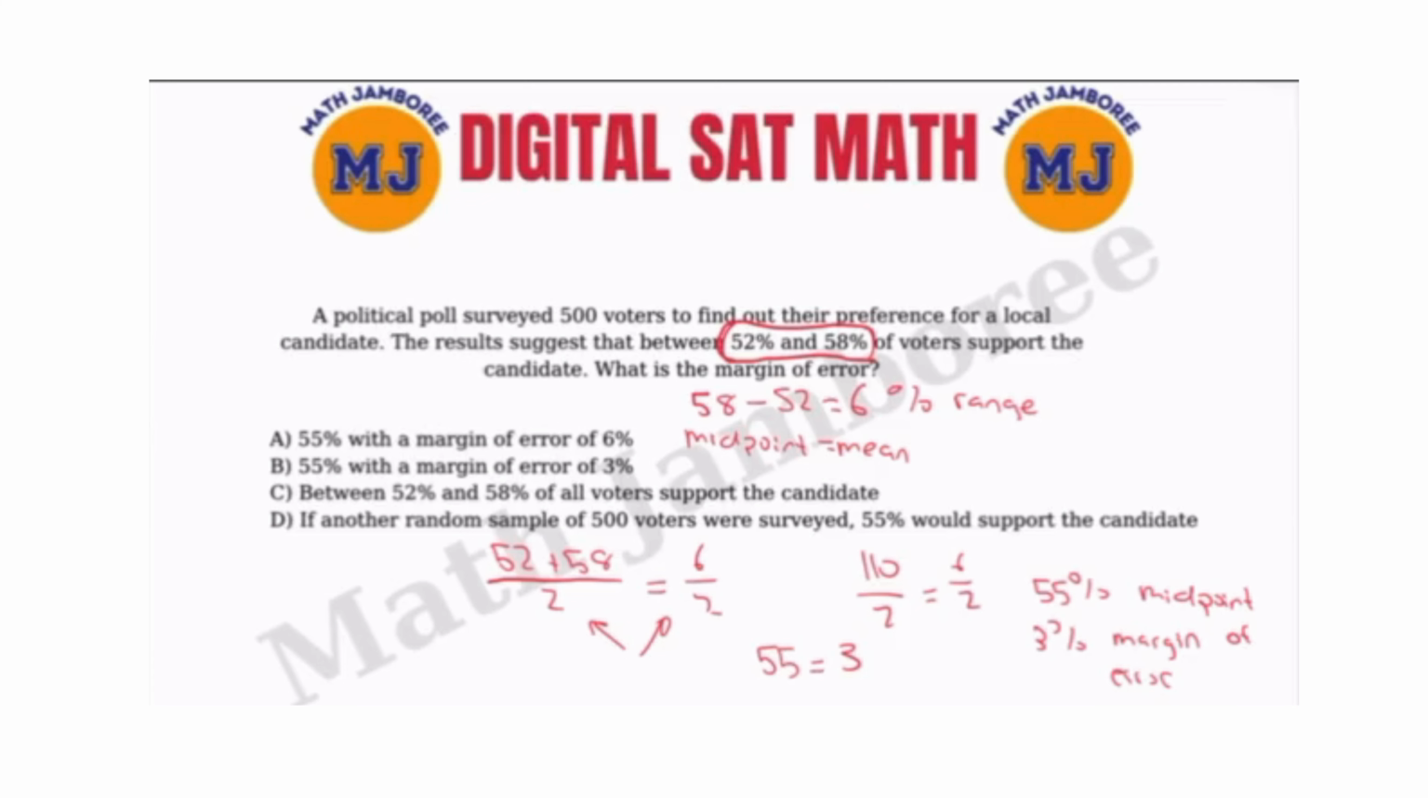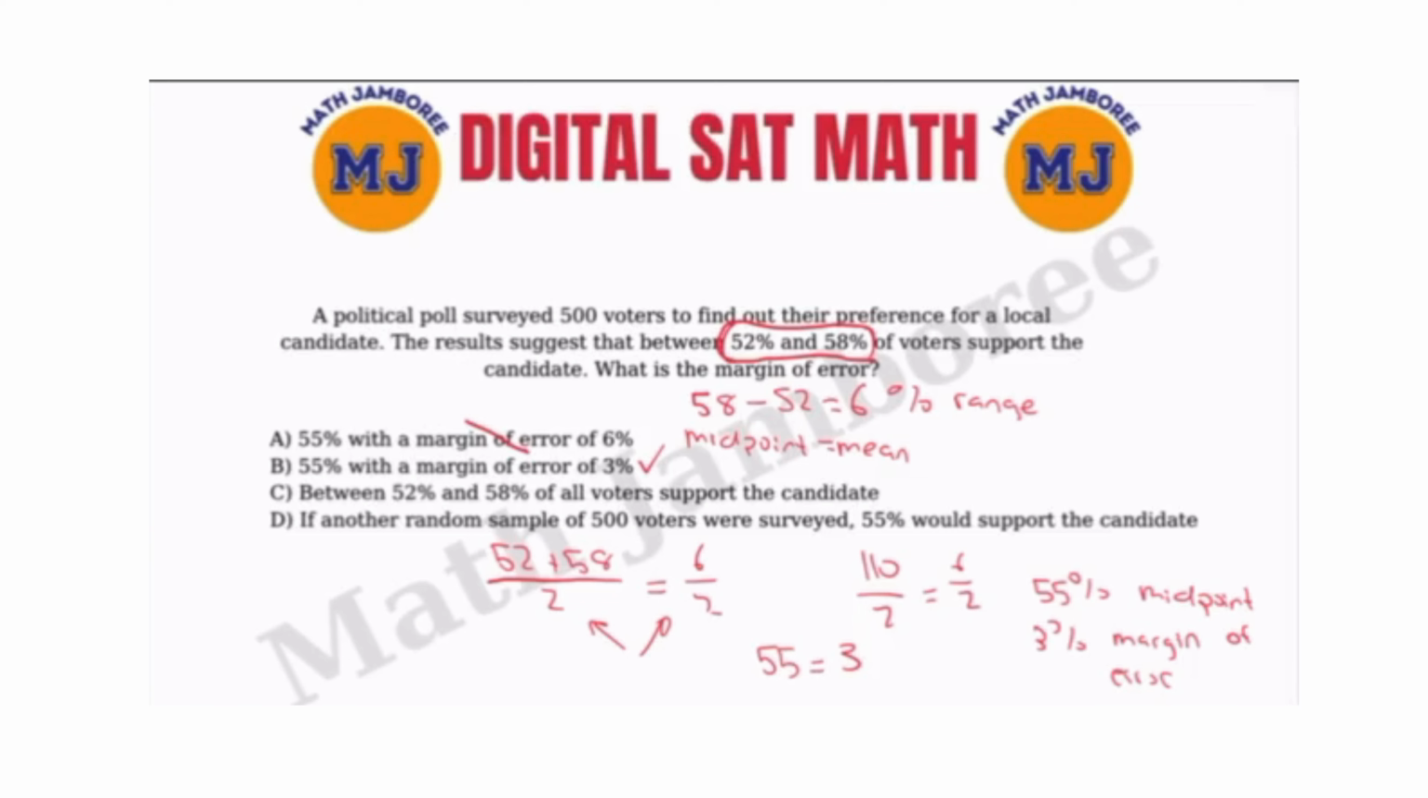A says 55% with a margin of error of 6%. That is incorrect. Our range is 6% and not our margin of error. B says 55% with a margin error of 3%. I feel pretty confident about that one. I'm going to give it a tick.